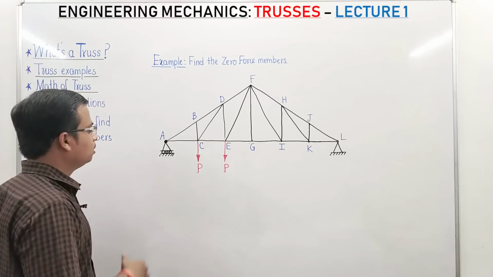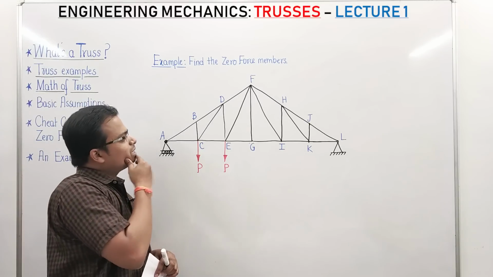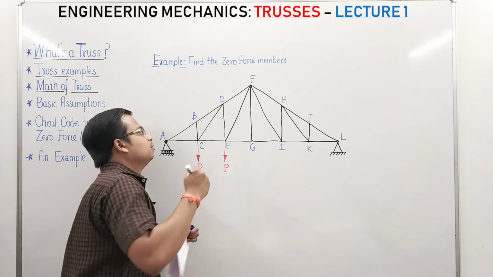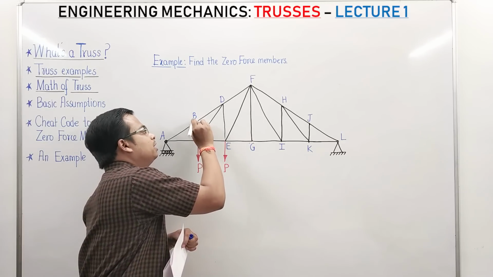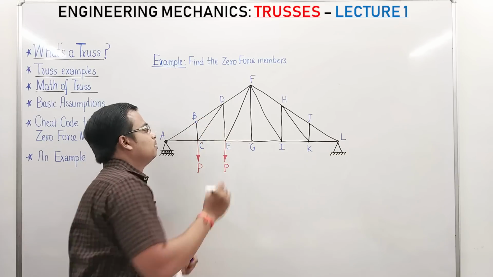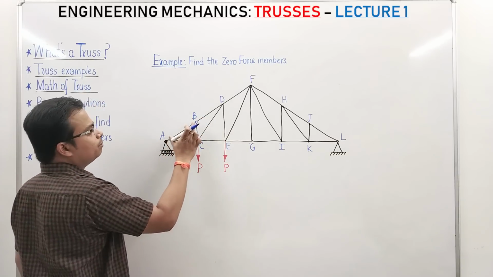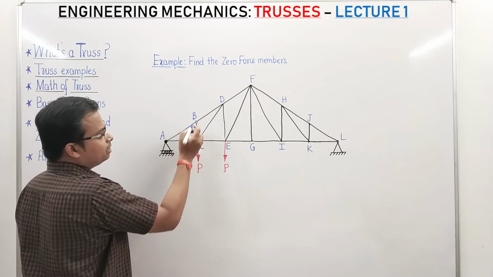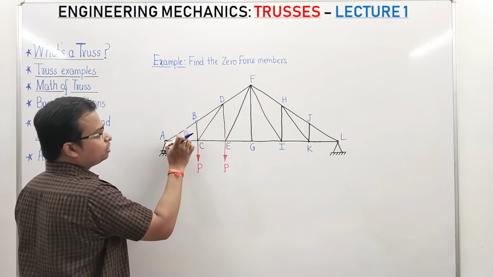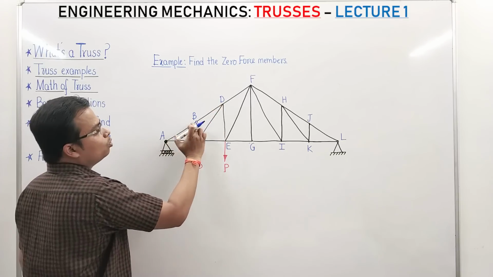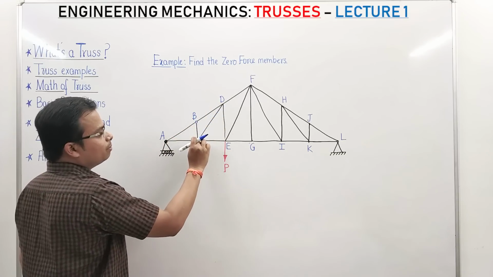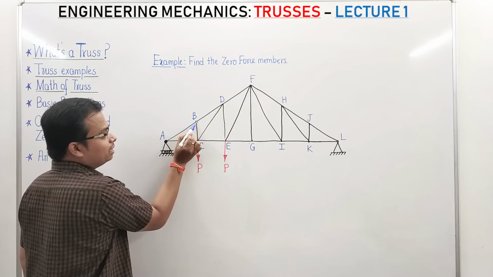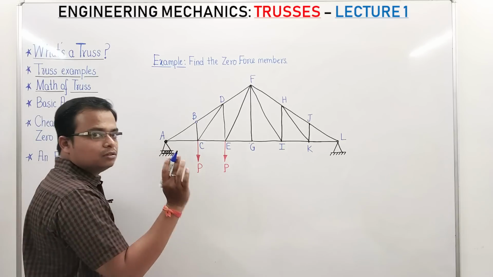Now let us take a look at this. Let us randomly start. Take a look at joint B. There are 2 members, AB and BD, and there is another member BC. If you watch carefully, AB and BD are collinear, and this is the third member. These 2 are collinear with no external force on B. In that case, this third member will have 0 axial force.